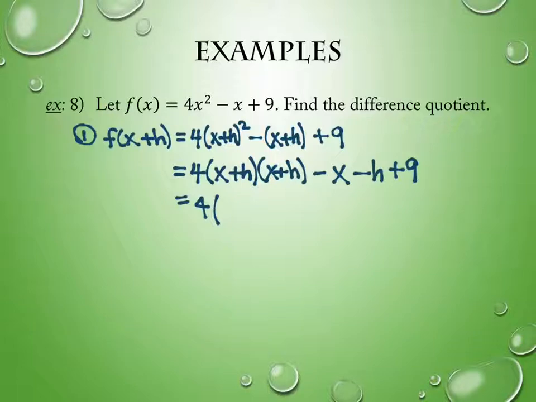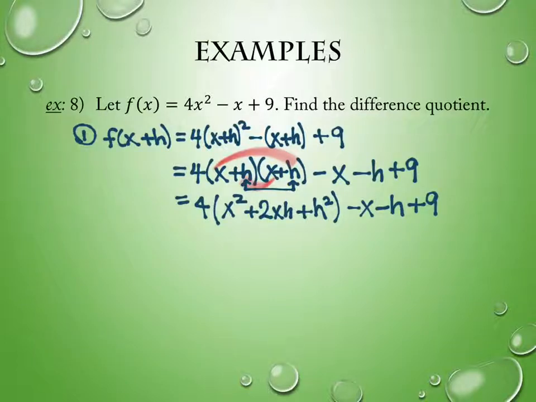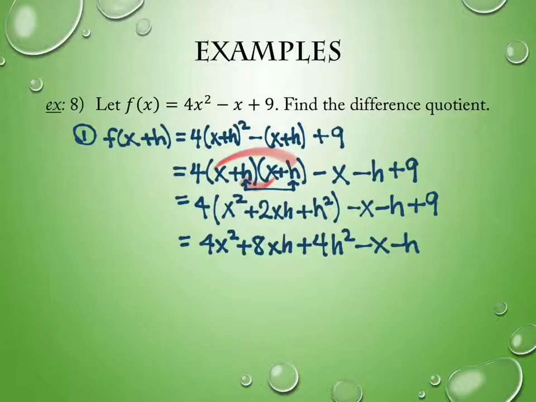But if I multiply x plus h times x plus h, I'm going to get x squared. And then what? What do I get on the outside part? Yeah, I get xh on the first part on the outside. I also get an xh on the inside. So there's 2 of them total, so I have 2xh. And then what about the last piece? Yeah, h squared, right? What's the last thing I need to do? Distribute the 4, yeah. So I have 4x squared plus 8xh plus 4h squared minus x minus h plus 9.